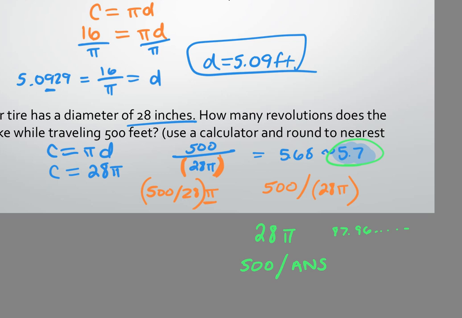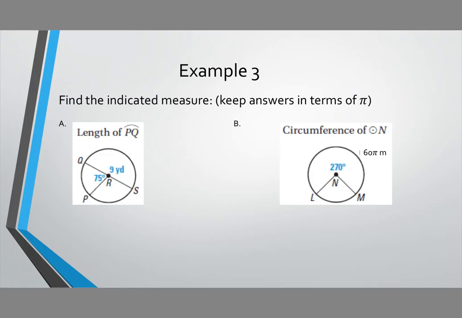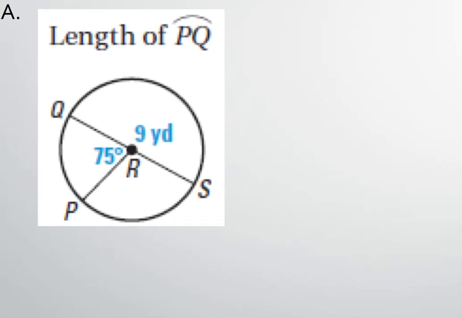Questions on that one? Okay, now we get into the arc length. So this says find the indicated measure, and A is the length of PQ. Remember, length is not the same as measure. If it asks for the measure of PQ, what would be the answer? Good. It's a central angle given. The arc's the same as the angle.